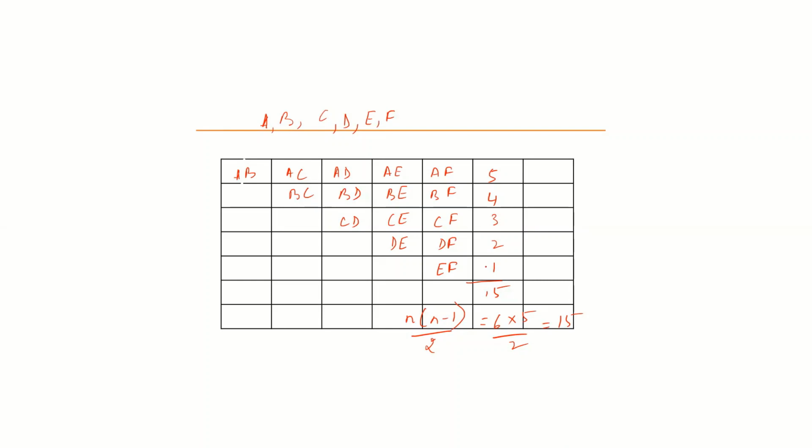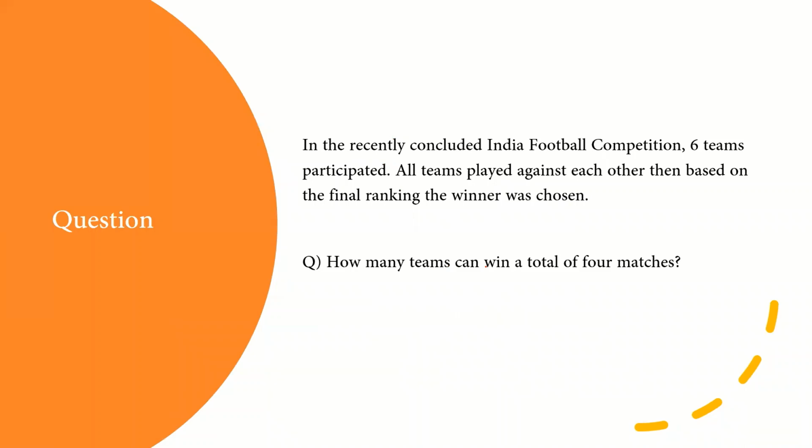Now, let's move on to the next question on a similar set of questions. How many teams can win a total of 4 matches? Now, let's see how many teams we have and how many combinations we can come up with. So let's say here we have team A. It's important to understand the table in this question. A, B, C, D, E, and F, similarly, A, B, C, D, E, and F.